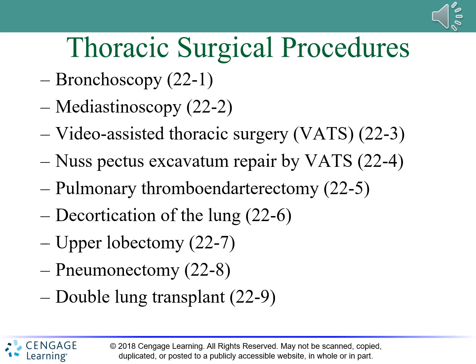Oxygenated blood leaves the lungs through the pulmonary veins and enters the left atrium of the heart. Bronchial arteries that arise from the aorta supply the bronchi, bronchioles, and tissue of the lungs.